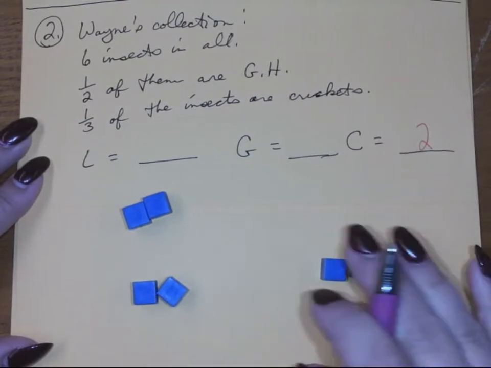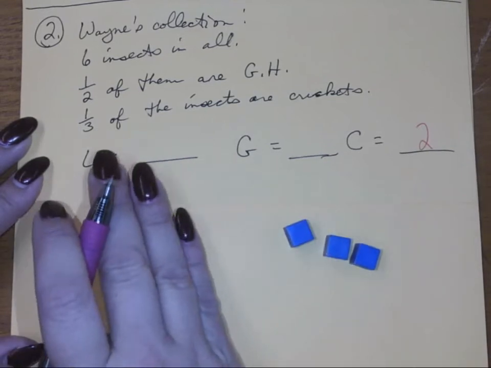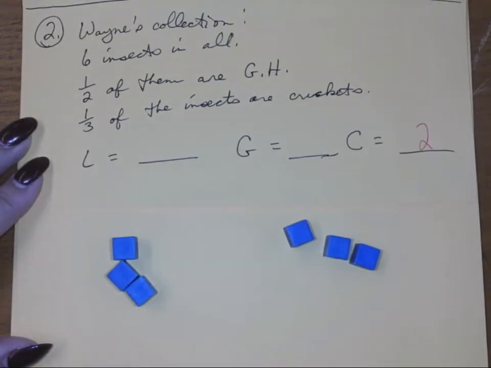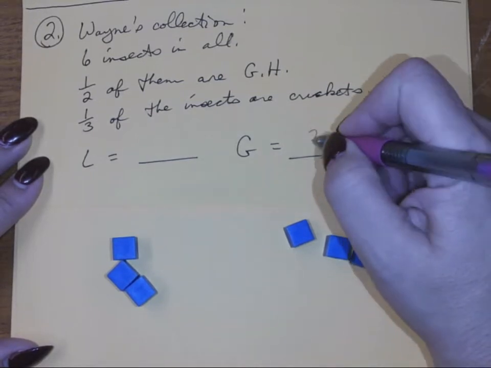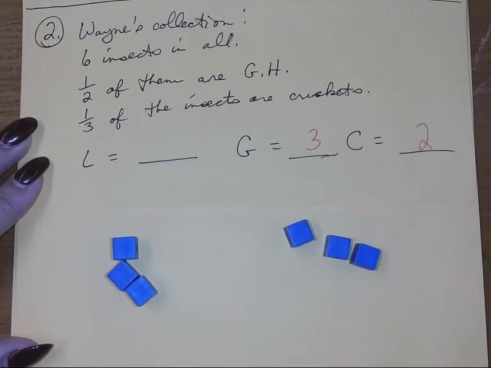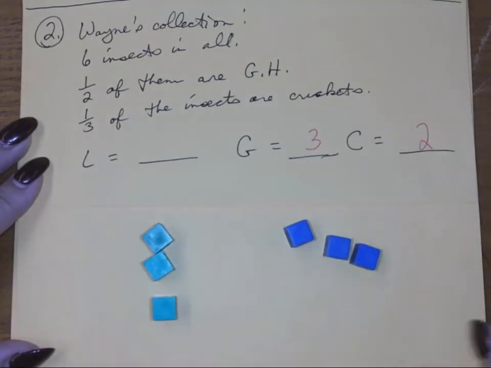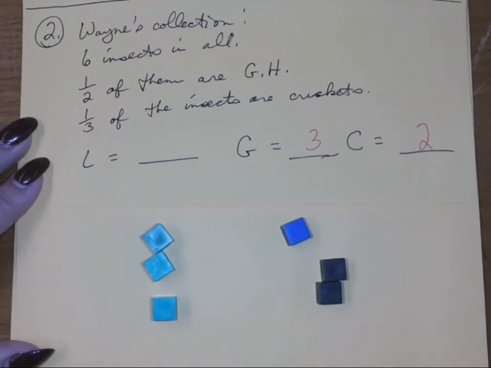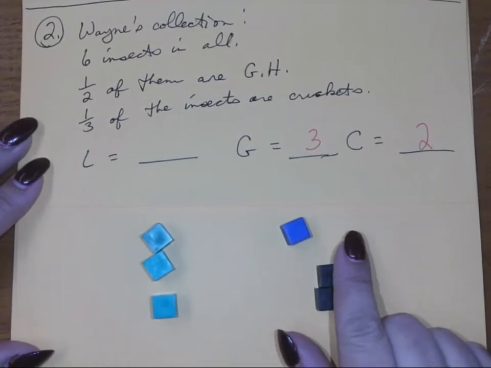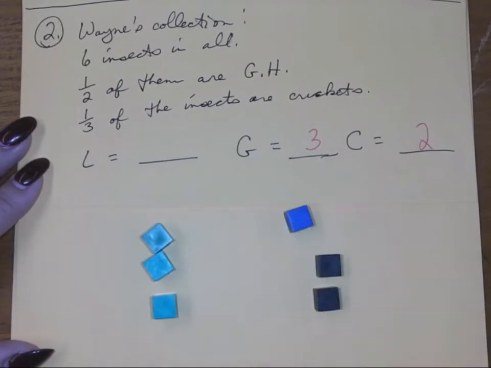So 2 of them are crickets. And I also know for a fact 1/2 of them were grasshoppers, right? So 1 out of those 2 groups is grasshoppers, which means how many? 3 are grasshoppers, right? So now I can come in and go, okay, you 3 guys, y'all are grasshoppers. You're not just generic blue insects anymore. And 2 of you are crickets. So that leaves me 1 generic insect left over, and he's got to be, or she's got to be, a ladybug, right?